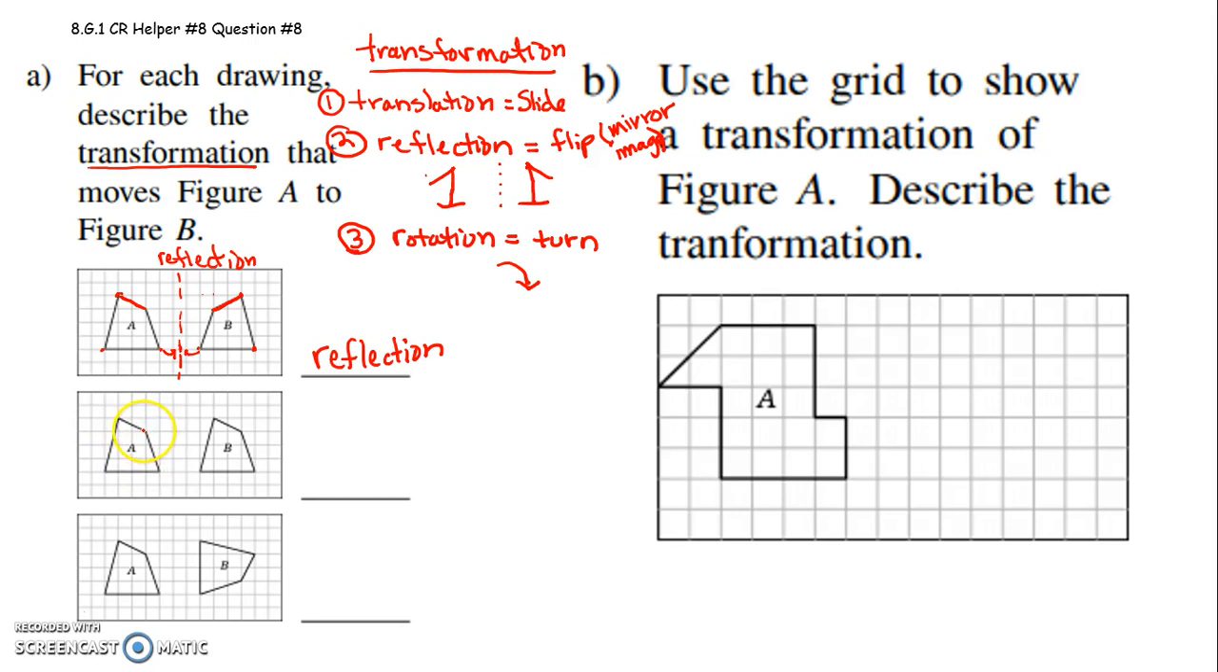This right here, this is just how I personally do it. I focus in and I say, okay, this bumped up to the left. Oh, it still bumps up to the left. That means I haven't reflected it. I haven't turned it. I just slid it over. This is just a slide.